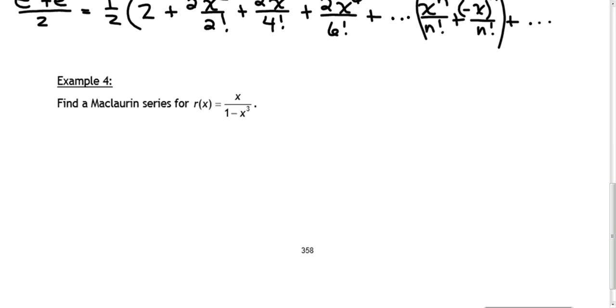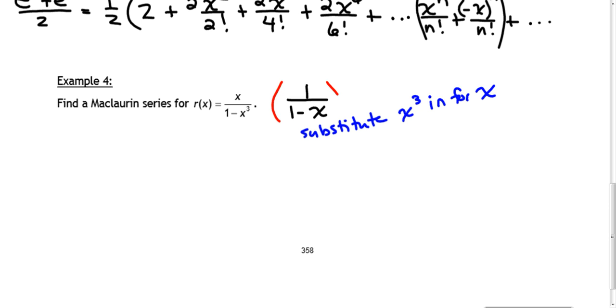So for example 4, we have this thing, which looks kind of icky. Looks very, very icky. So first thing that I could do, there's 2 ways that we could do this. One way I could recognize that this is close to 1 over 1 minus x, but what I have done is a substitution, and I've substituted x cubed in for x. And then what I did is I ended up multiplying that by an x.